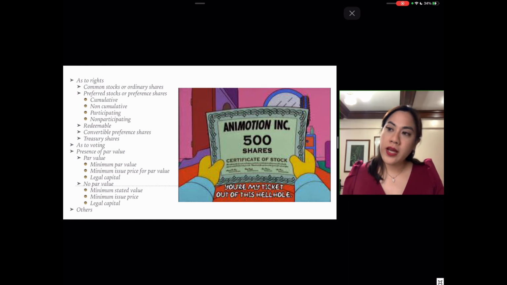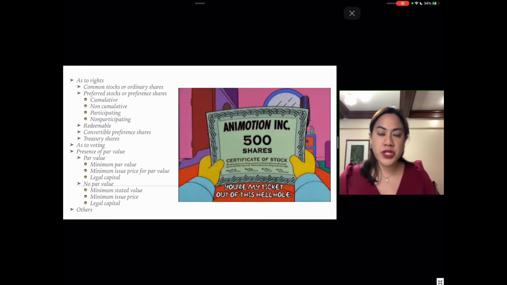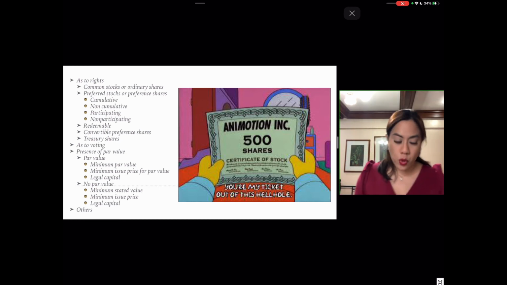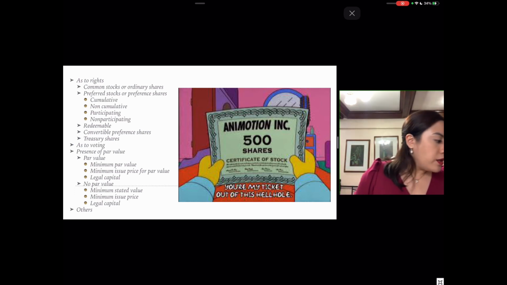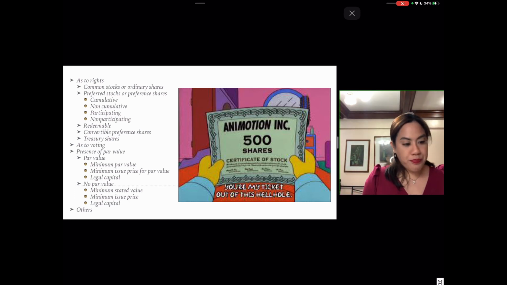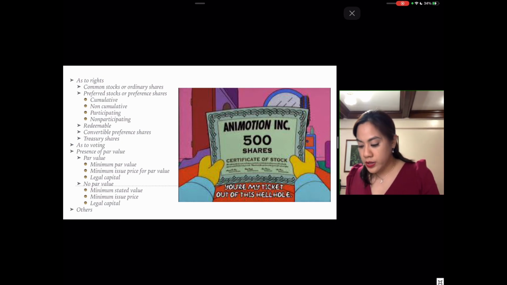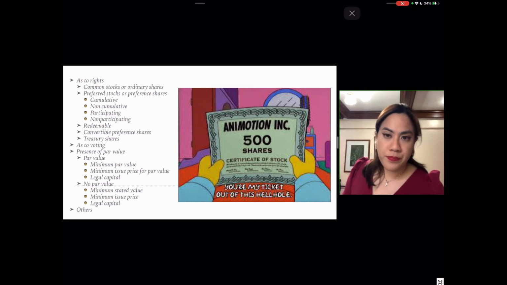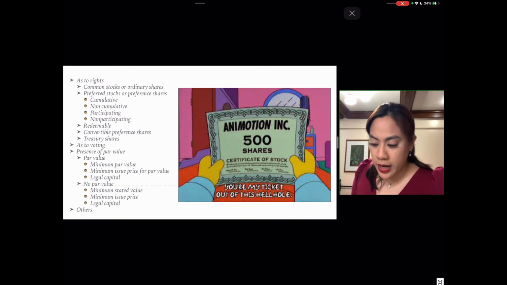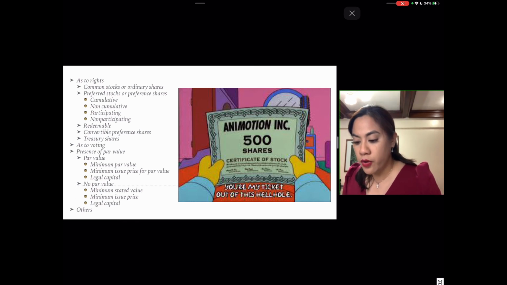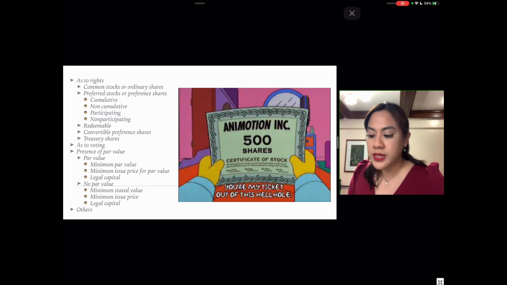Now, as to voting, there is voting and non-voting. I don't need to discuss that anymore. When it comes to the presence of par value, there is par and no par. Okay, now when we talk about par value shares, as to the minimum par value, there's actually no minimum. As to the minimum issue price for par value shares, as a general rule, they should not be issued for below par value, except treasury shares.